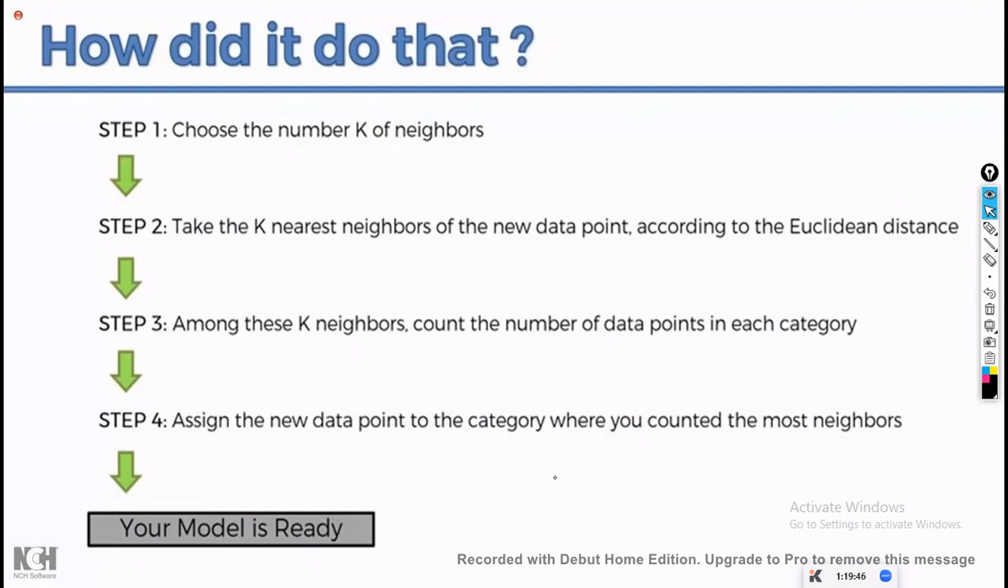I will explain with an example, step by step, everything. I will show you a visual representation. First, you have to choose K equal to some number. You have to assign some number for K. Take the K nearest neighbors. Among the K nearest neighbors, count the number of data points in each category and assign the new data point to the category where you counted the most neighbors.